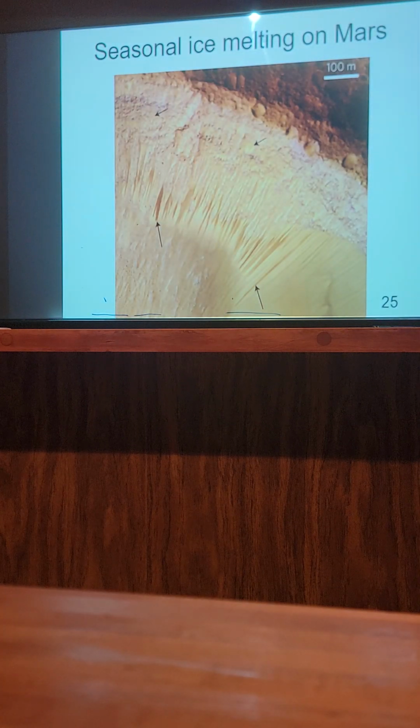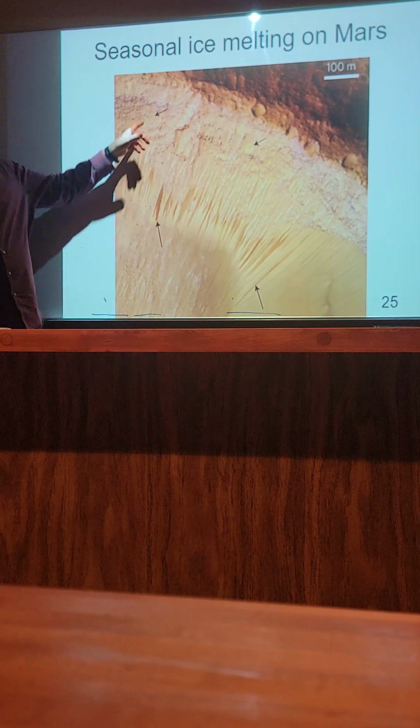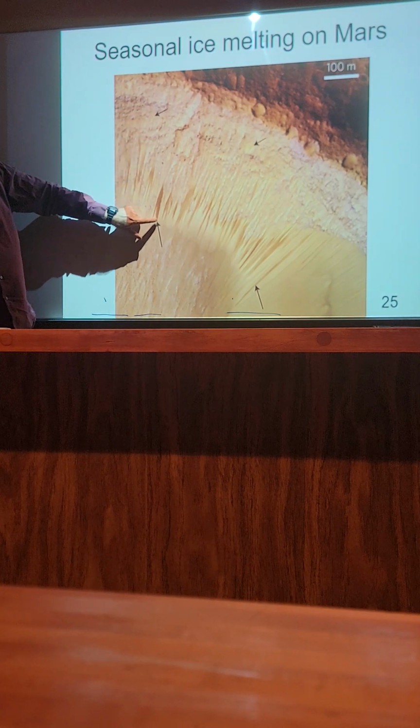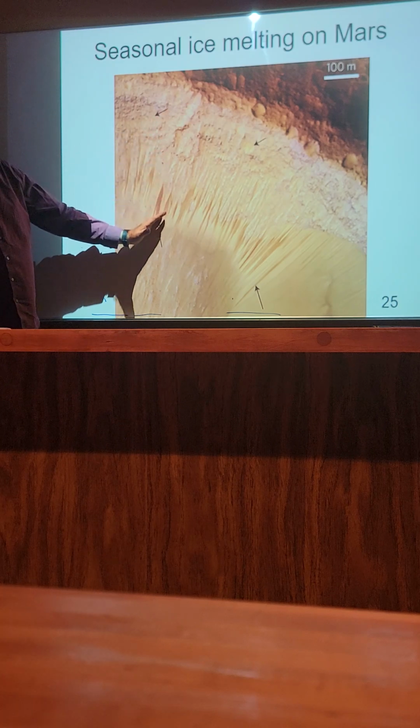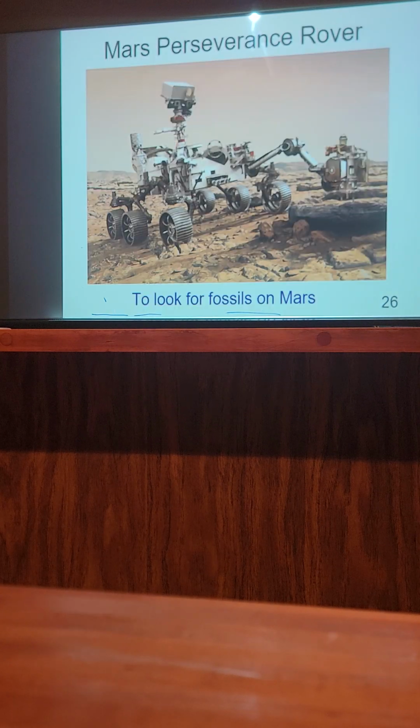It all looks the same. And then they've also found a lot of ice that's just under the surface that periodically melts. So this is just showing as the ice melts, you get the water flowing down. So there's definitely signs of water, even currently on Mars, but it's mostly in ice form. In the past, it was liquid, and it was at least some form of ocean.